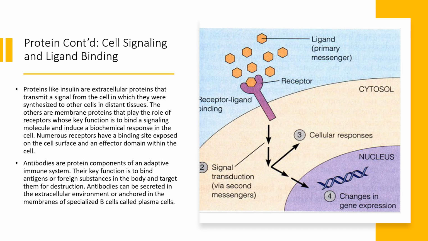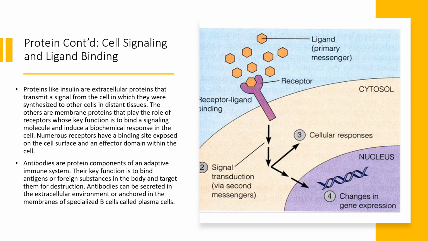Let's now consider cell signaling and ligand binding. Proteins like insulin are extracellular proteins that transmit a signal from the cell in which they were synthesized to other cells in distant tissues. The others are membrane proteins that play the role of receptors whose key function is to bind a signaling molecule and induce a biochemical response in the cell. Numerous receptors have a binding site exposed on the cell surface and an effector domain within the cell.